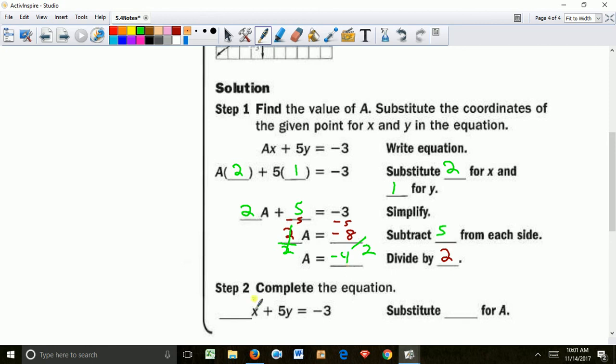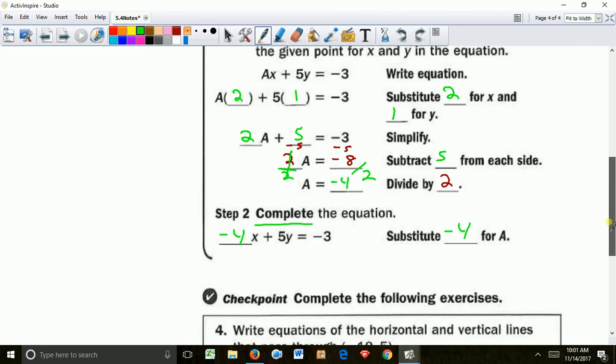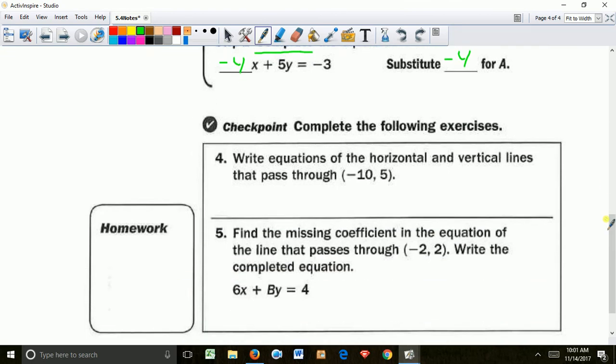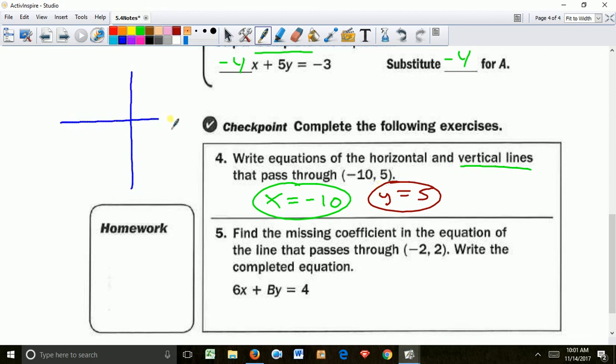Don't forget to complete the equation, so we know that negative 4 is a. So now we get negative 4x plus 5y is equal to negative 3. All right, so for the checkpoint, they want you to write equations of the horizontal and vertical lines that pass through the point negative 10, 5. If we're looking at the vertical line, we know that x is going to be equal to negative 10. Again, we're looking at the x coordinates. And then the horizontal line is going to be the line y is equal to 5.